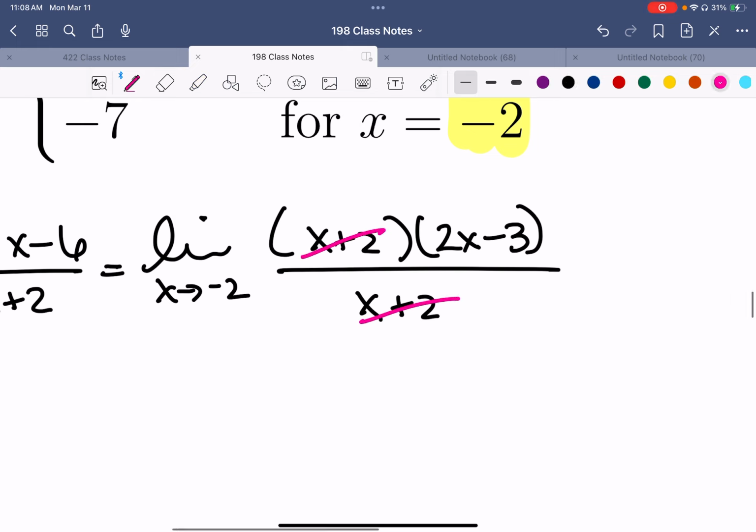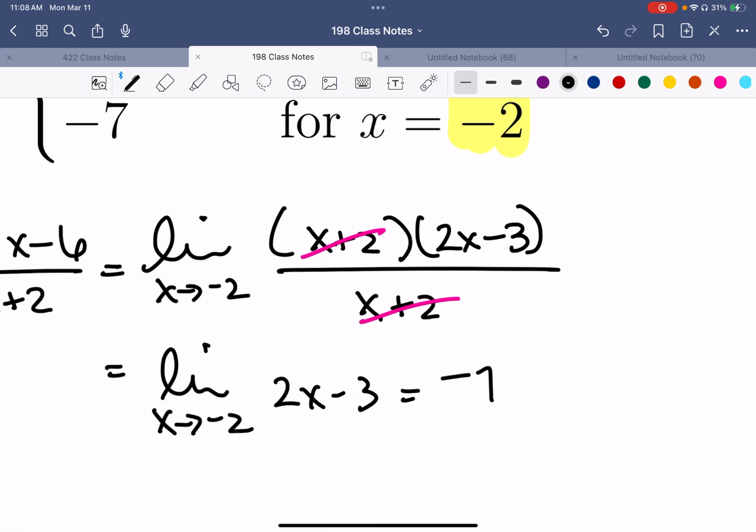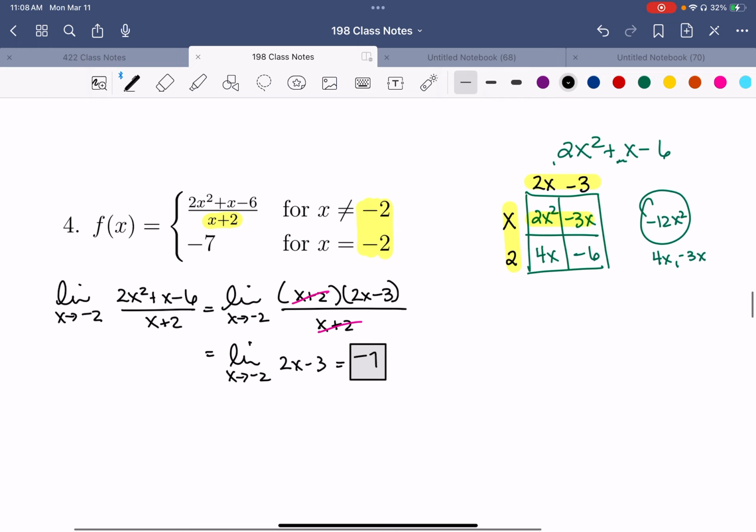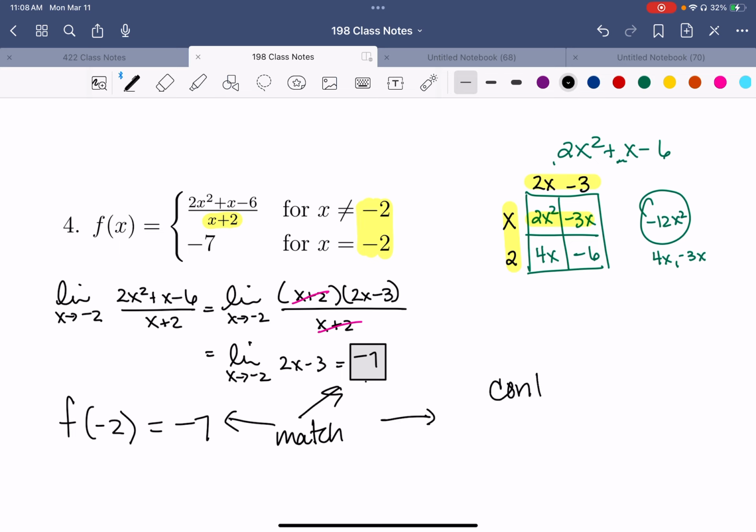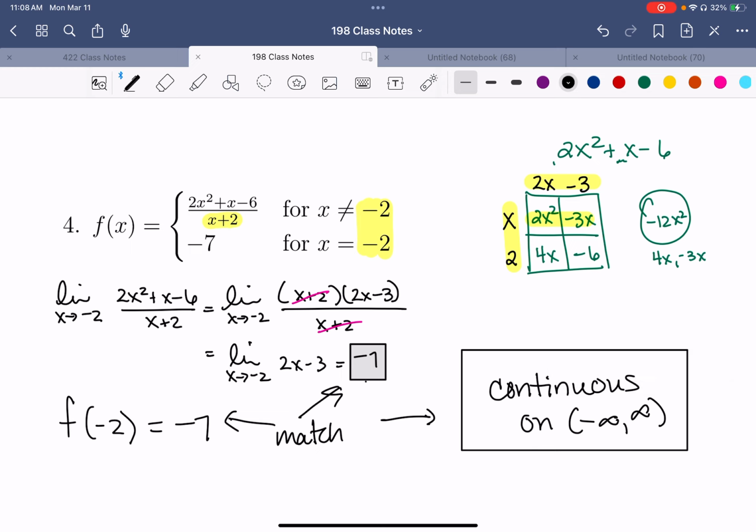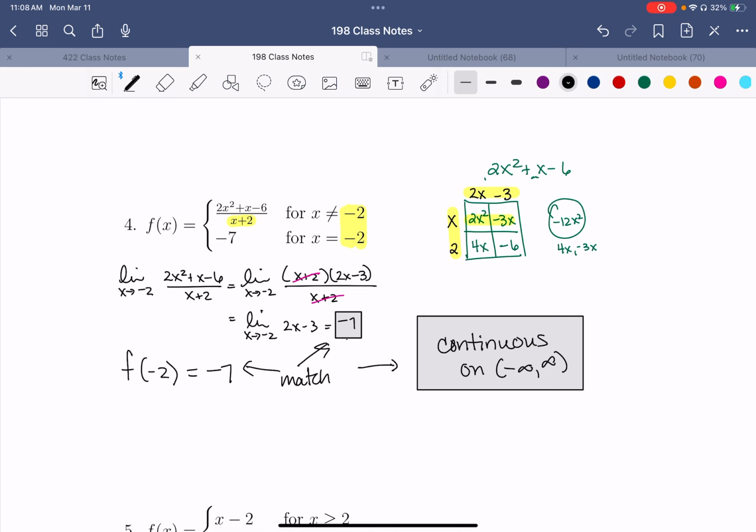Once I have it factored, I can go ahead and cancel. And you've got the limit as x goes to negative 2 of 2x minus 3, and that turns out to be negative 7. Okay. So my limit is negative 7. The value at negative 2 is also negative 7 because of that other piece, the bottom part. And those two match. And when that happens in our piecewise functions, we know that it's continuous everywhere. So on negative infinity to infinity, or on R, you could also use that language as well. Okay. So again, key definition for continuity is, does the limit and the value match? In this case, they do, and therefore it's continuous.